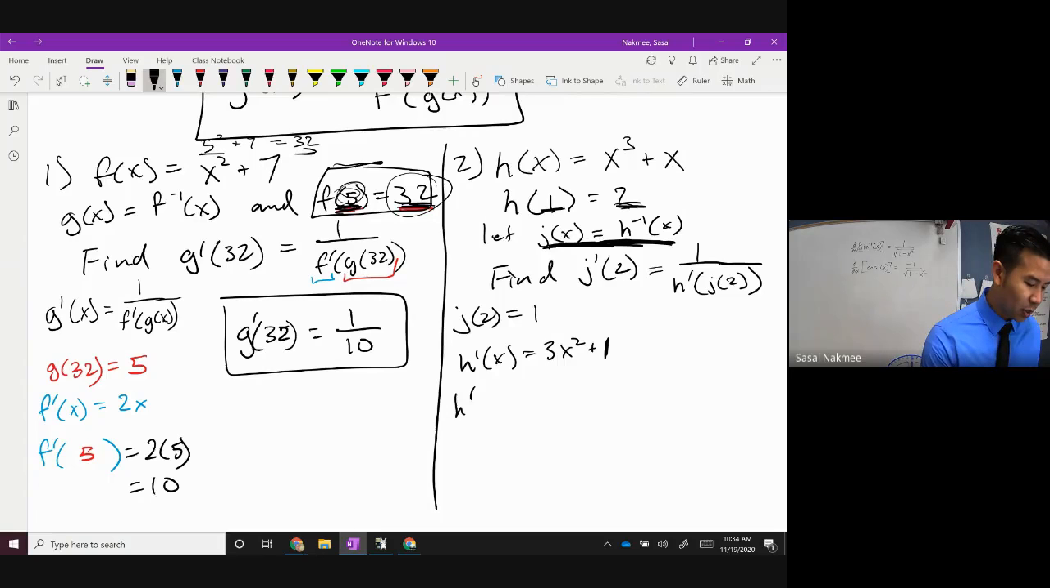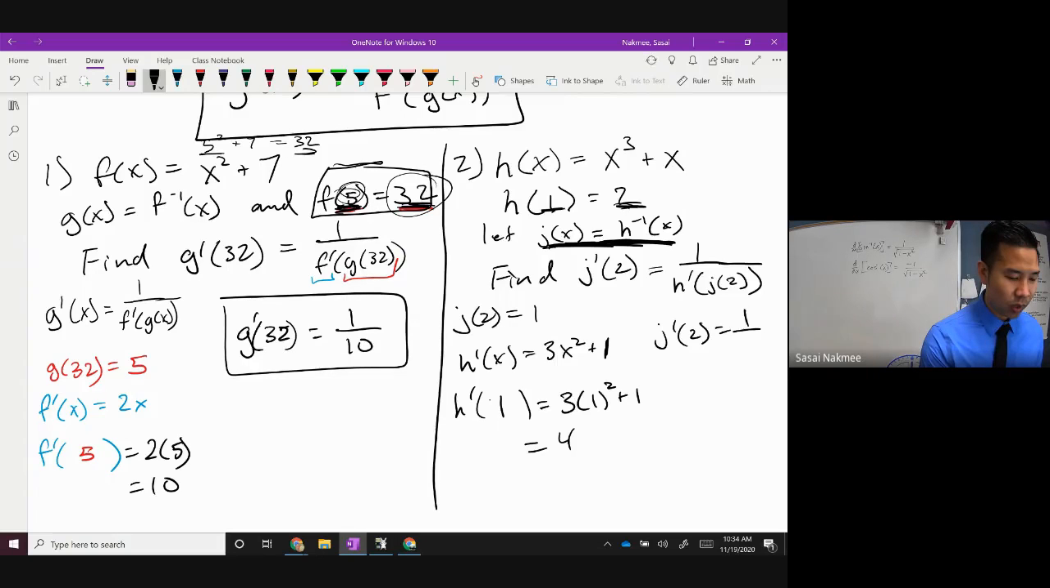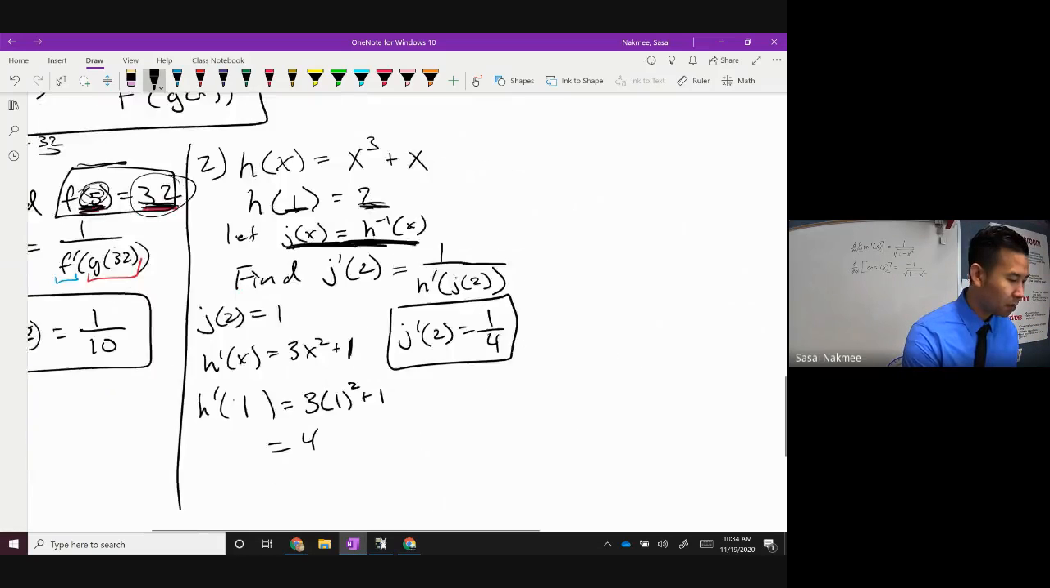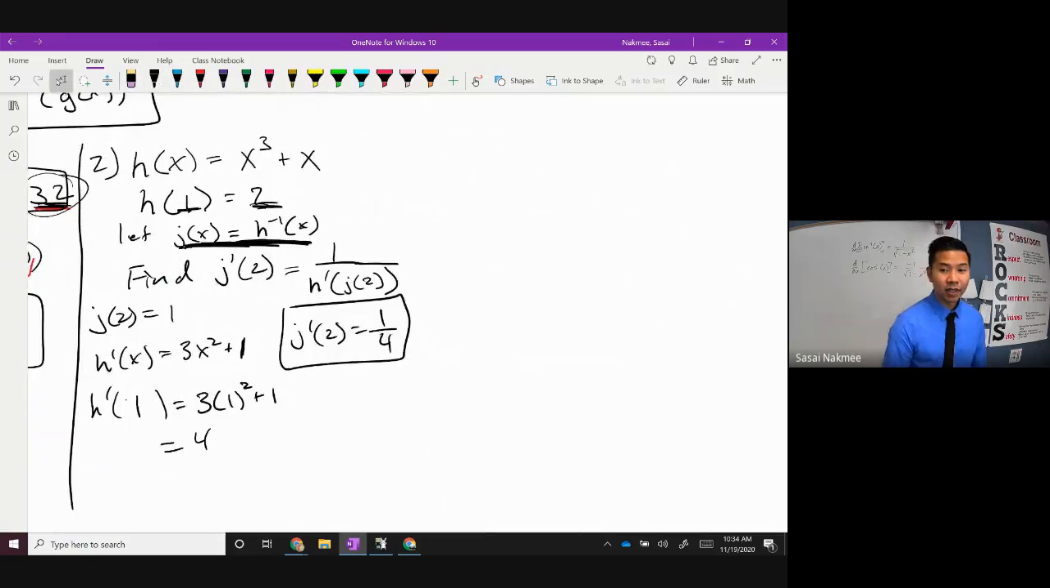So h prime of j of 2, right, is just a fancy way of saying what is h prime of 1 equal to? And that's going to equal 3 times 1 squared plus 1, which is going to equal 4. So my answer for this, j prime of 2, is going to equal 1 over 4. And that's it right there. That's my answer for number 2. Okay?